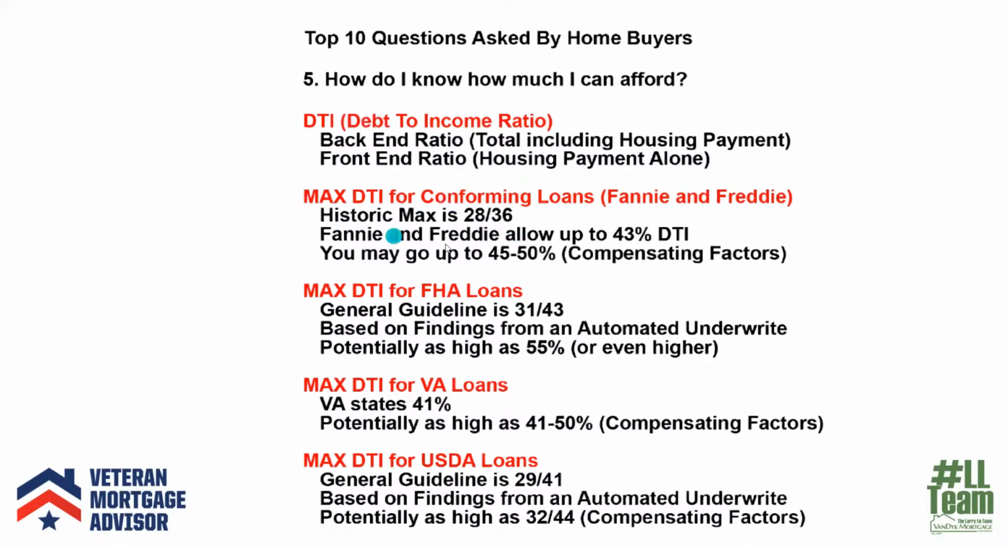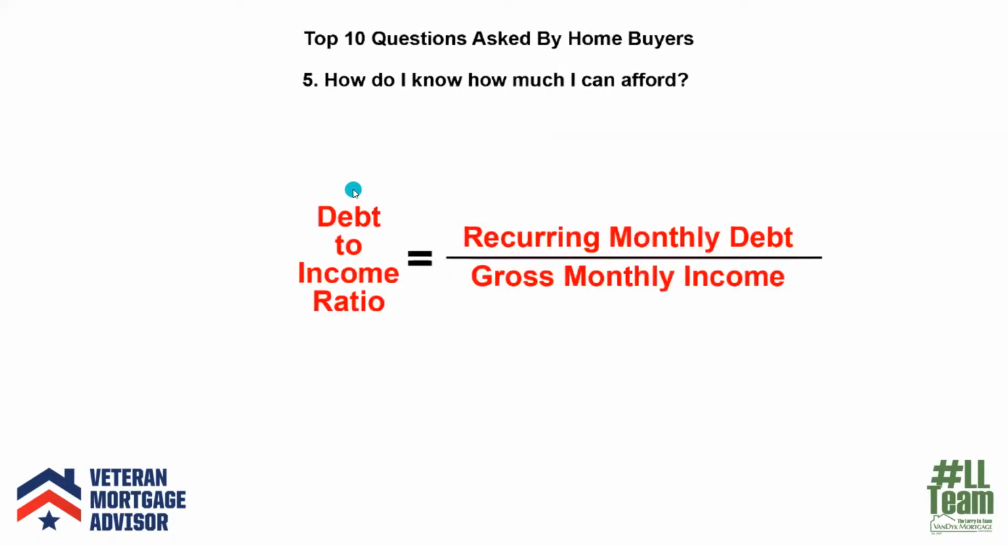The different loans have different debt to income ratios. Debt to income ratio, what is that? It's basically, and I'm going to show you the formula, your recurring monthly debt divided by your gross monthly income. How much you are spending versus how much you are making.